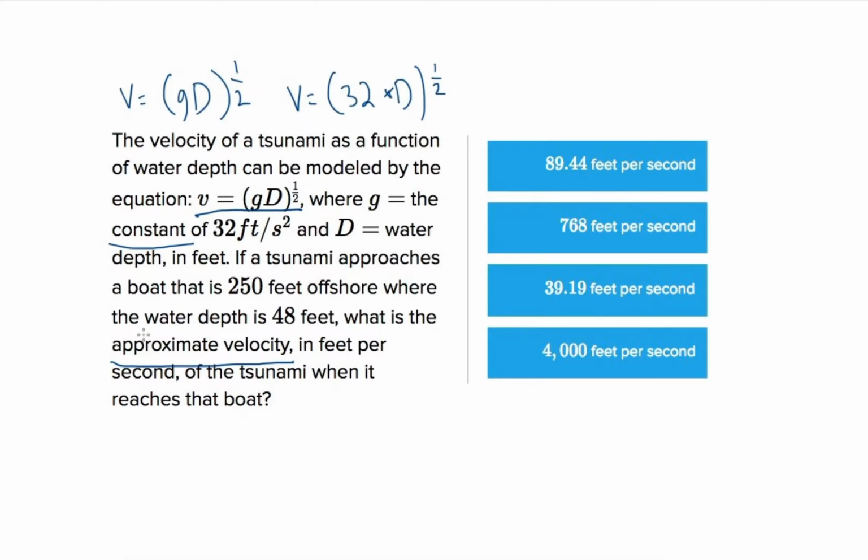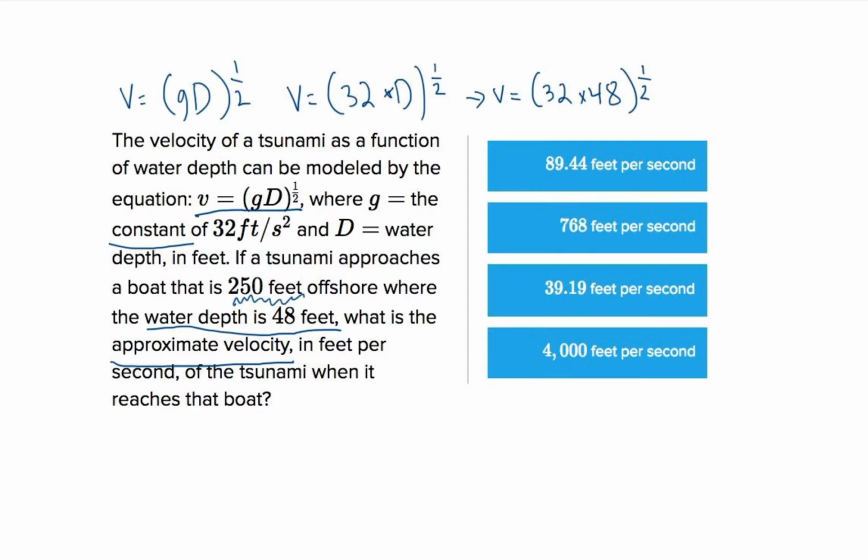So I see that I have water depth right down here in our problem. So water depth is going to be 48 feet. So it's actually going to be v equals 32 times 48 to the 1/2 power. I don't see a place to put this 250. I think it might just be a number that's there to kind of lead me astray. I don't think I'm going to need to use that because I don't see a place in the formula for it. Because we're trying to solve for the velocity, which is v, and there are no variables left.